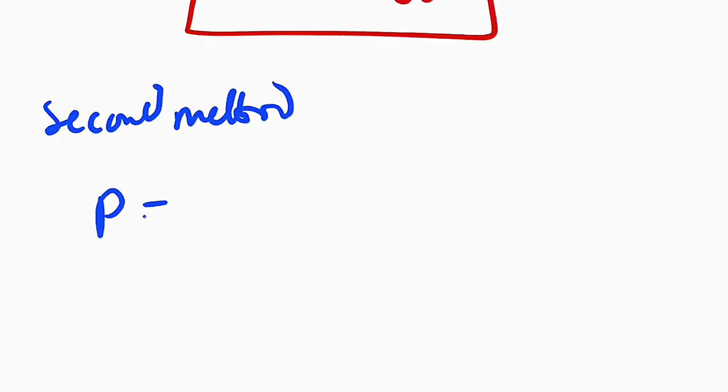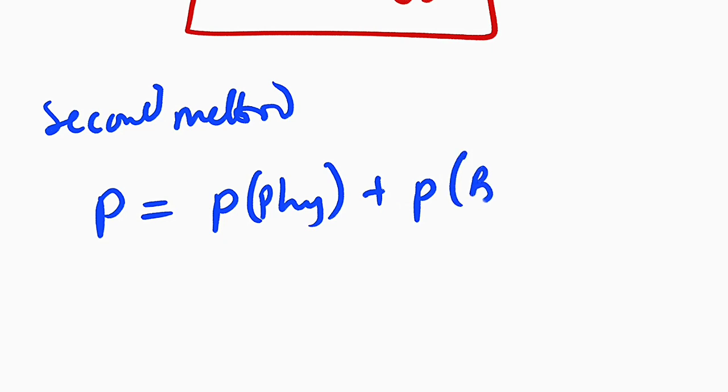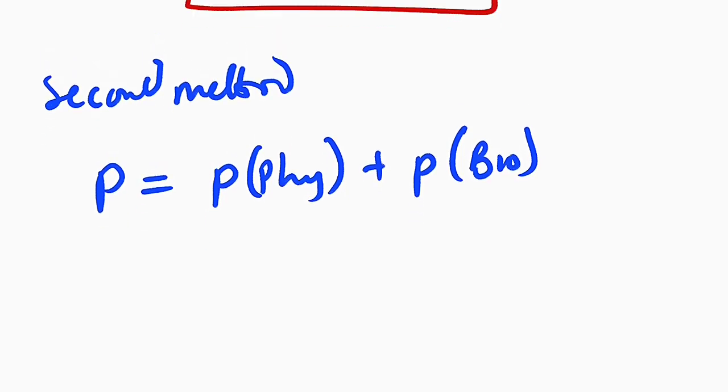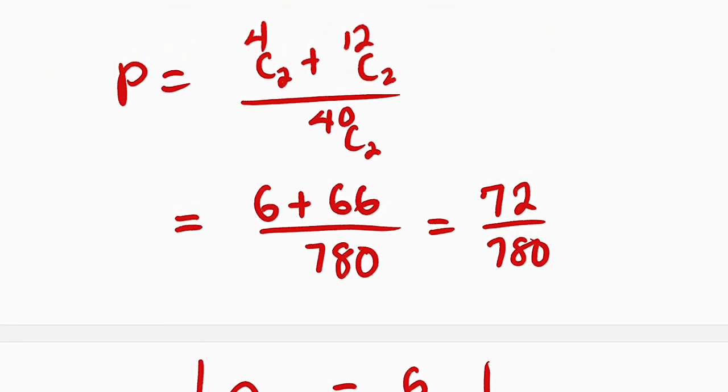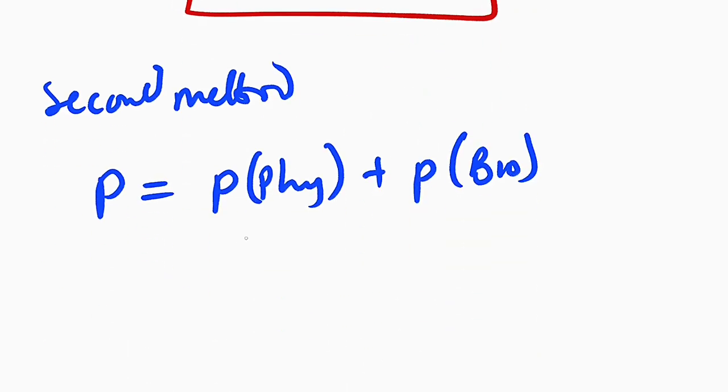So the probability P will be the probability of physics plus probability of biology. But you know that in each case we are going to pick 2 teachers. So from physics, remember there are how many in number? There are 4. So if you should pick from 4, it will be 4 out of 40 because we have 40 teachers. Then multiplied by, now the second selection, remember you have taken 1 already. So from physics, we have 3 left. And from total, we have 39 left, right?